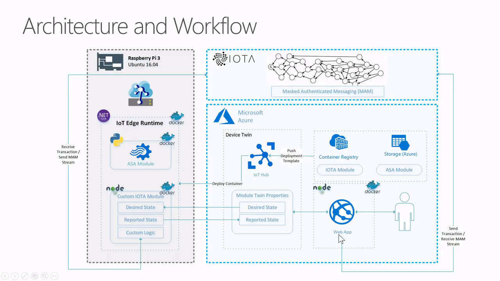So what is going on here is that the web app is asking the Raspberry Pi for an IOTA address, and the Raspberry Pi is answering with an IOTA address and the amount the web app has to pay. After the payment, the transaction starts by using Masked Authenticated Messaging. This is coming from the IOTA world, and it's perfectly suitable for streaming data. All right, guys, that's it. Let's go to the demo.